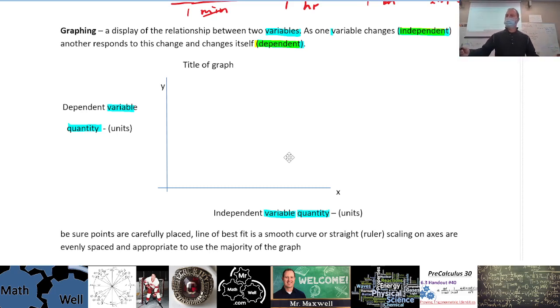So what do you need on the graph in order to get 100% on your beautiful looking graphs? You need a title of your graph. Please do not let your graphs go titleless. We don't want them to be titleless.